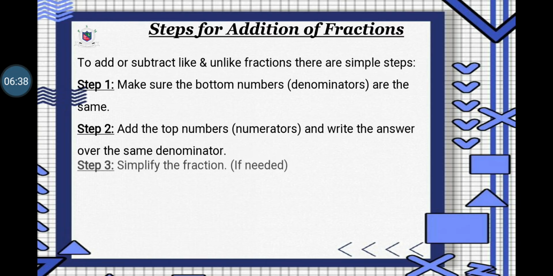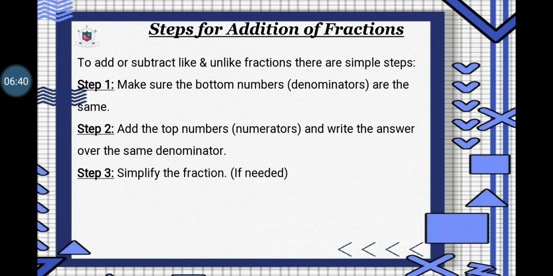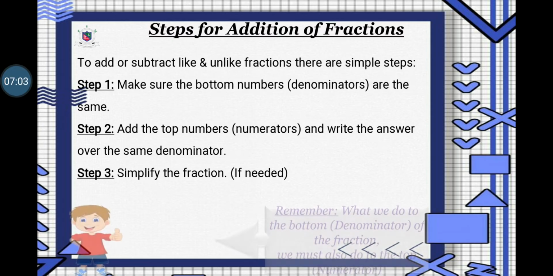In the third step, we need to simplify the fraction if needed, because if the fraction is given in the form of a mixed number, then we have to give our answer in the form of a mixed number. Or if it is needed to simplify an improper fraction, then we need to simplify the improper fraction also.